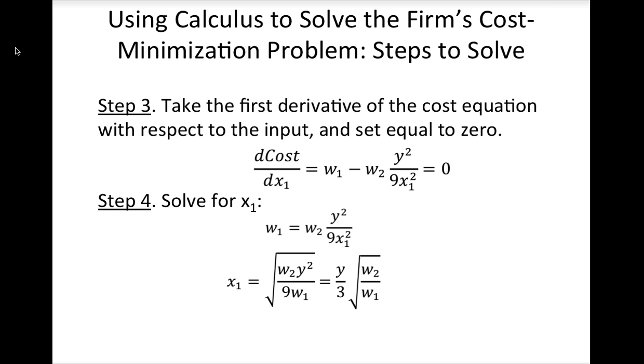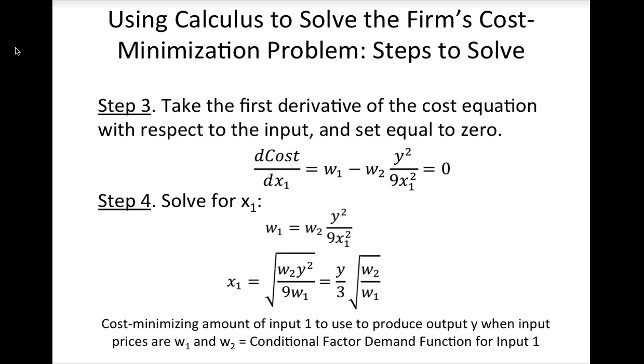When we do this, we find that the firm's optimal quantity of input 1 equals output divided by 3 multiplied by the square root of the price of input 2 divided by the price of input 1. This result tells you the cost minimizing amount of input 1 that the firm should use to produce output level Y when input prices are W1 and W2.